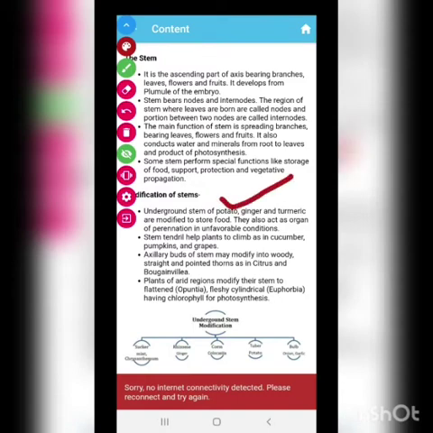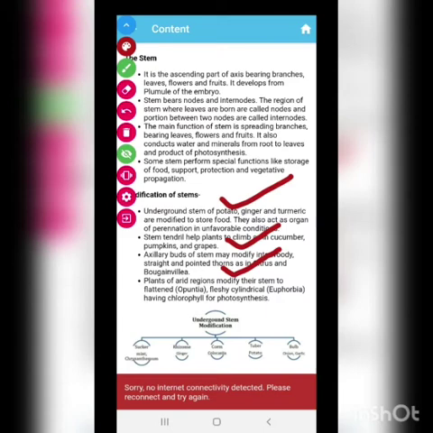Number 1 was underground stems such as potato, ginger, and turmeric, which modify to store food material. Sometimes they become tendrils to help the plant to climb, such as cucumber and pumpkins, and sometimes they are converted into pointed thorns such as citrus fruit and bougainvillea, just to protect the plant from browsing animals.